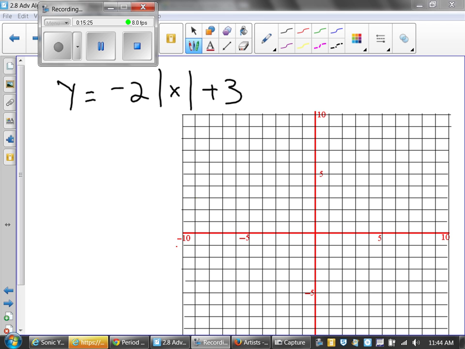What's your value of A? Negative 2. What's your value of H? 0. If it was 1, you'd see x minus 1. I don't see anything after the x. That means my value of H is 0. And then K is 3.